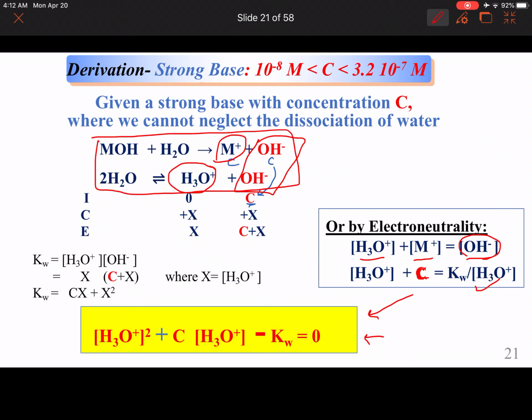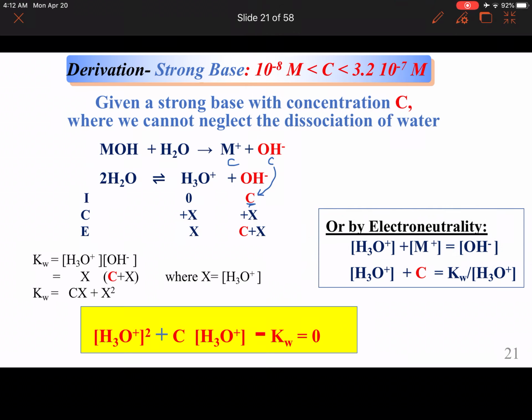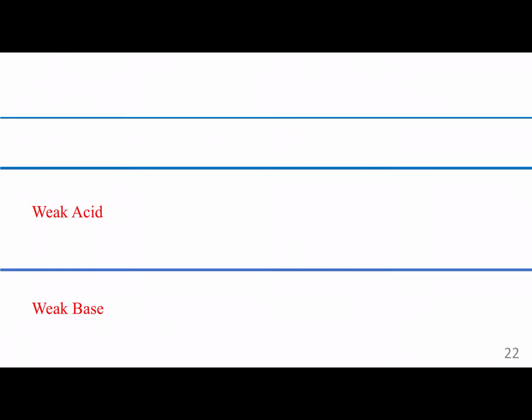Of course, it's a lot faster if you just remember the equation, but you know what? I hate to memorize. I'm not sure about you. Clear? All right. So we're done for this part.